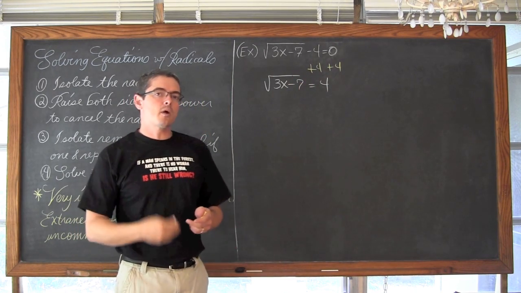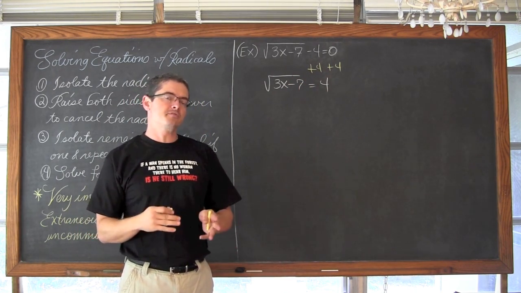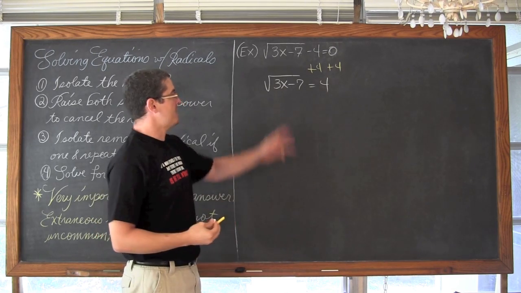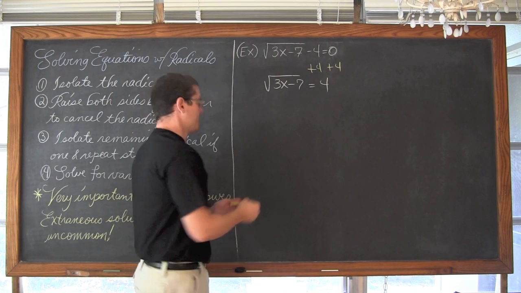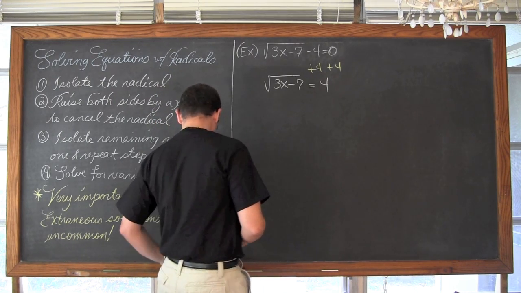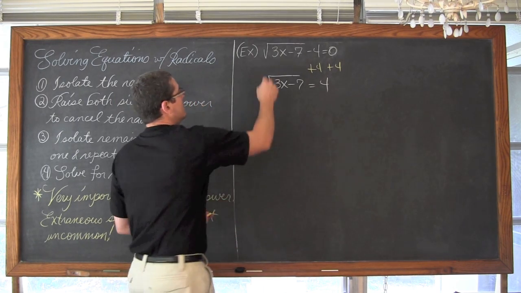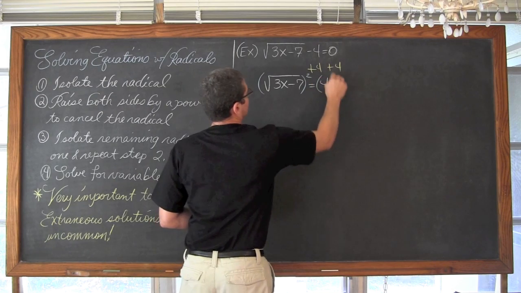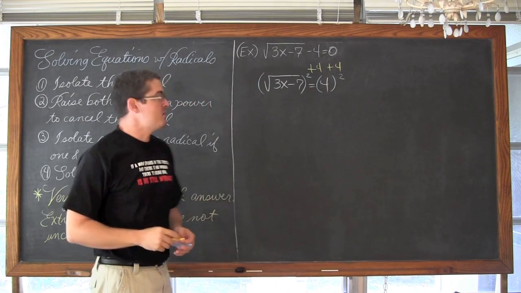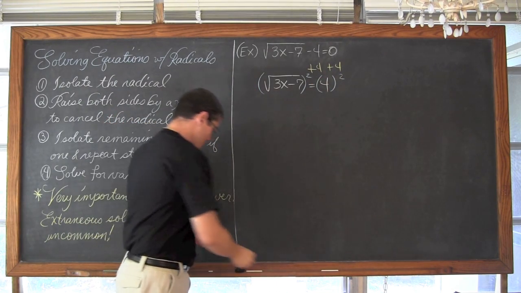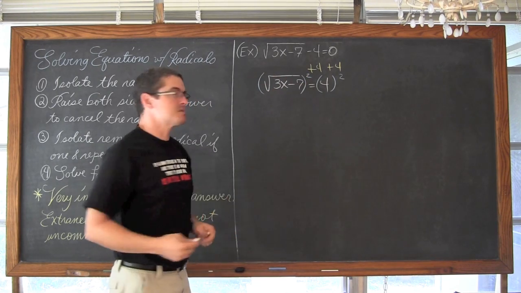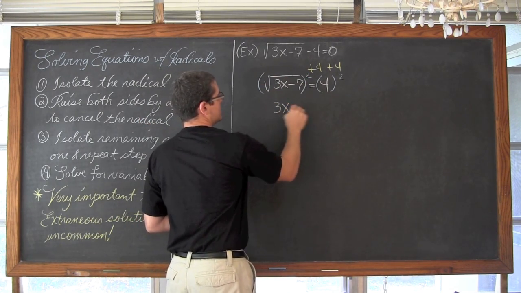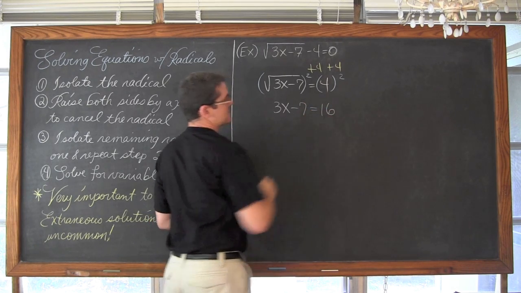Now that we have that square root symbol alone, the inverse of taking the square root of a number is to raise it to a power of 2. So we're going to square both sides of the equation. We are going to have the square root and the power of 2 cancel out. So we're going to get 3x minus 7 is equal to 16.